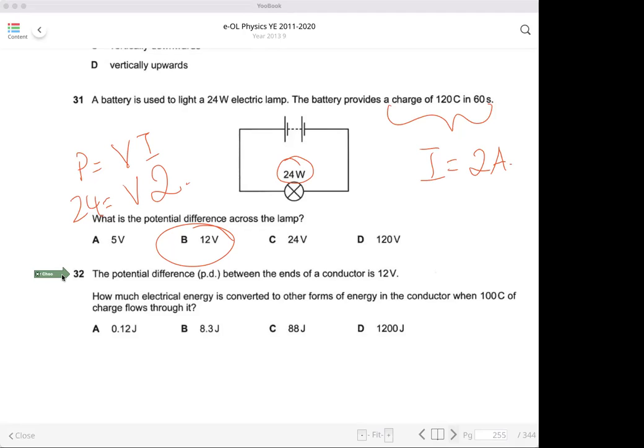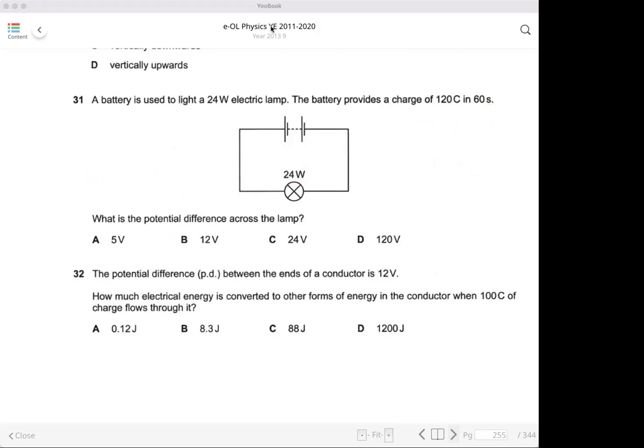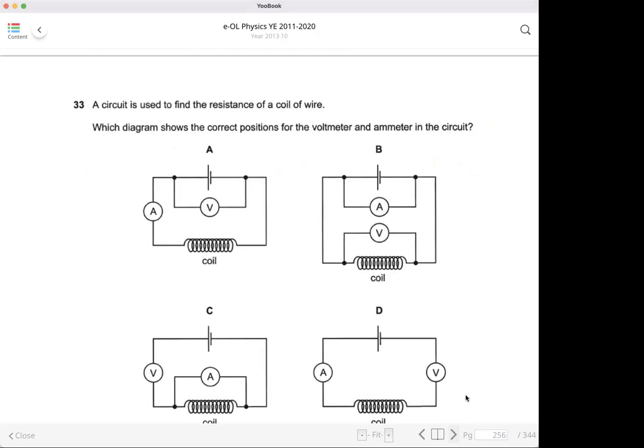Okay, what's the formula of PD? Okay, PD is work done by every unit charge. Okay, so this is the formula. PD is the work done carried by every unit charge. Okay, so what will be the answer? Okay, so the answer will be D. Well done, everybody. Okay, we have 8 more questions. Okay, I'll do question number 33 now.